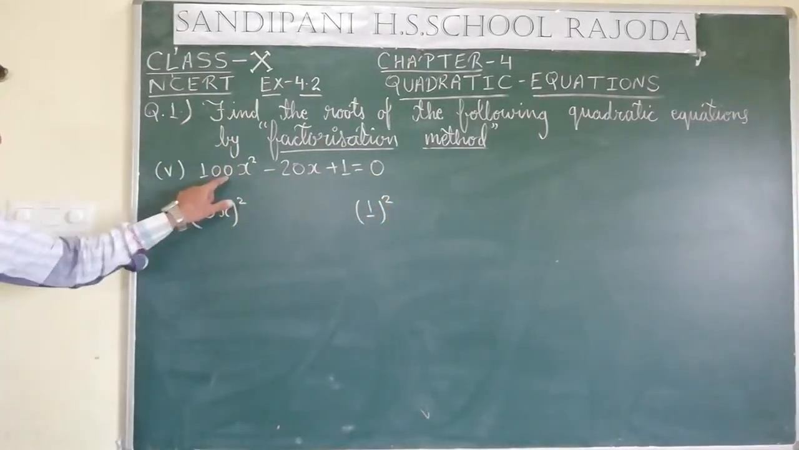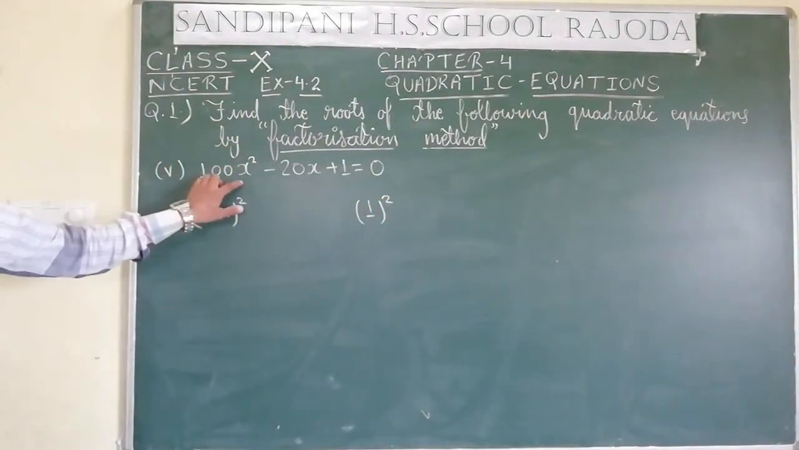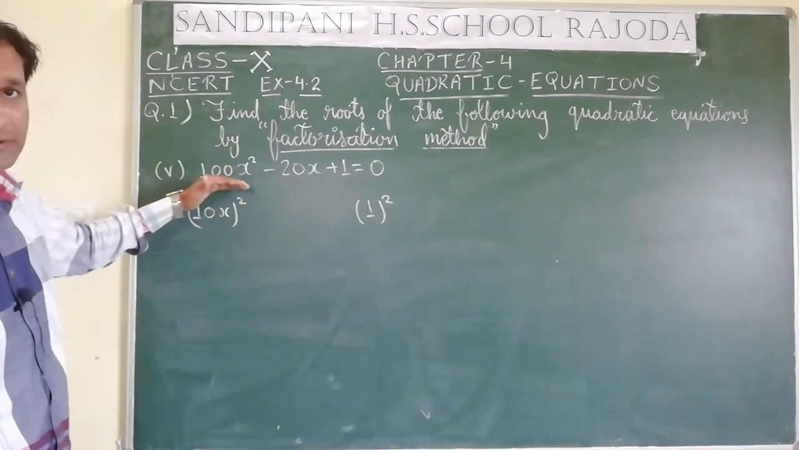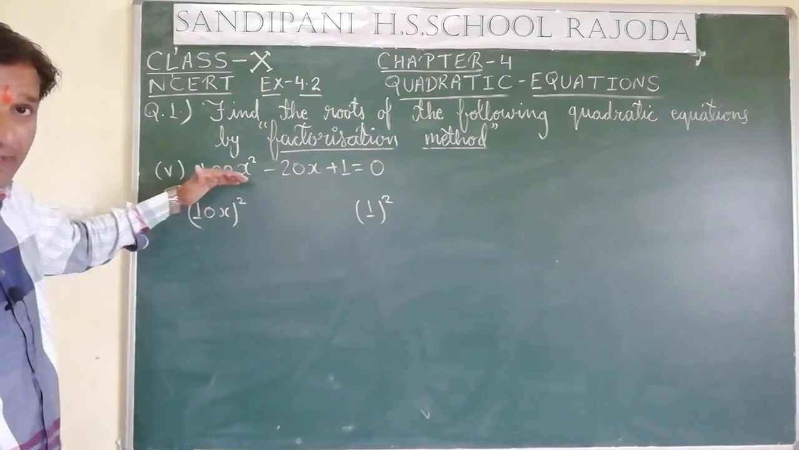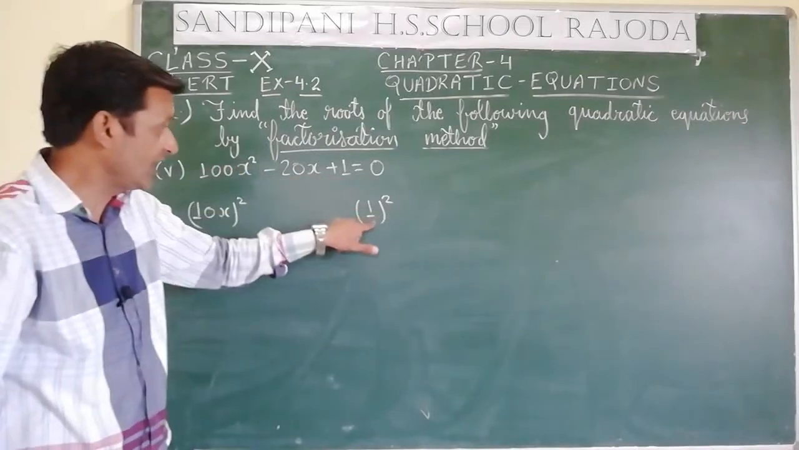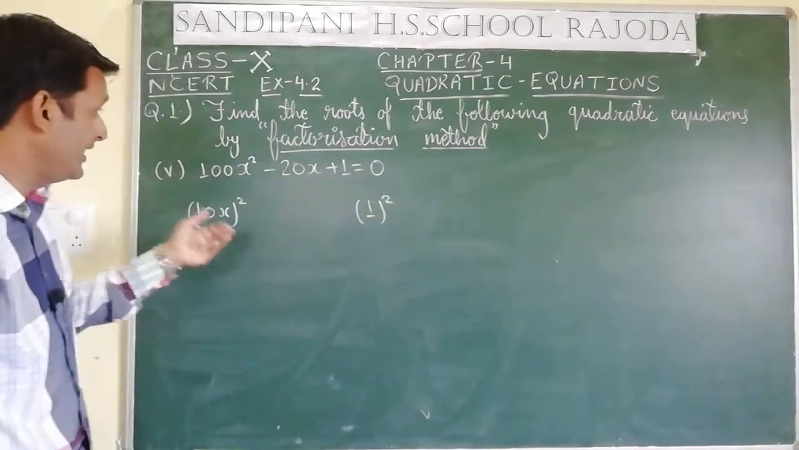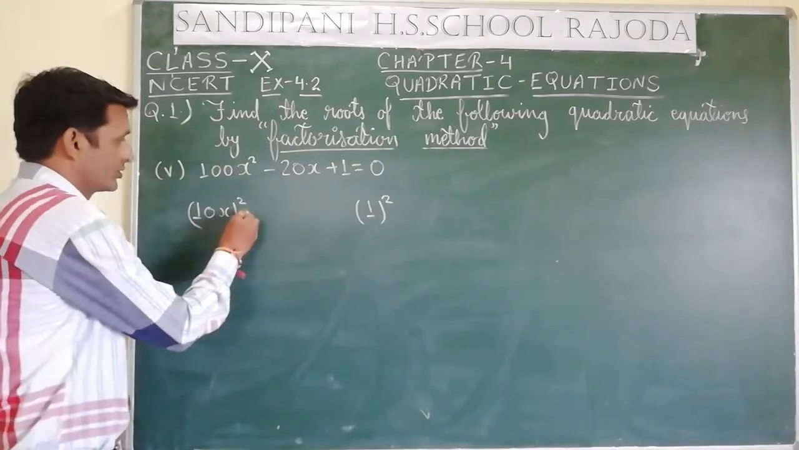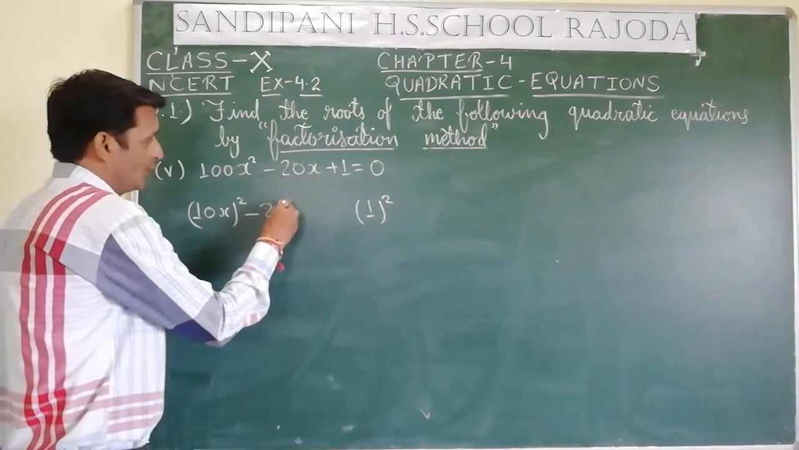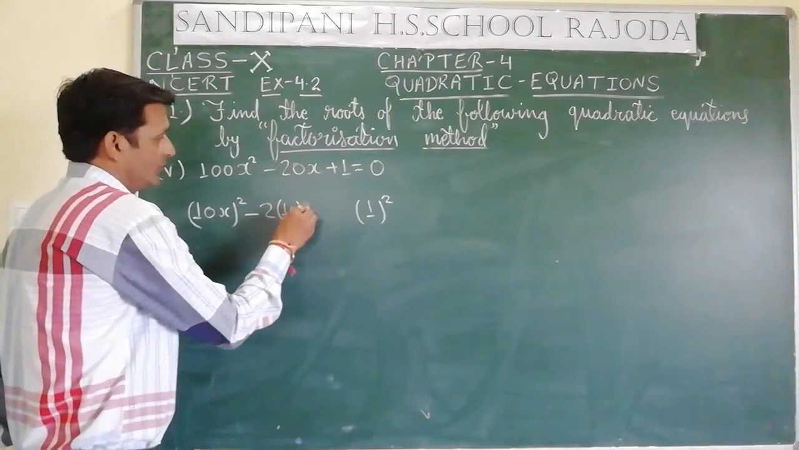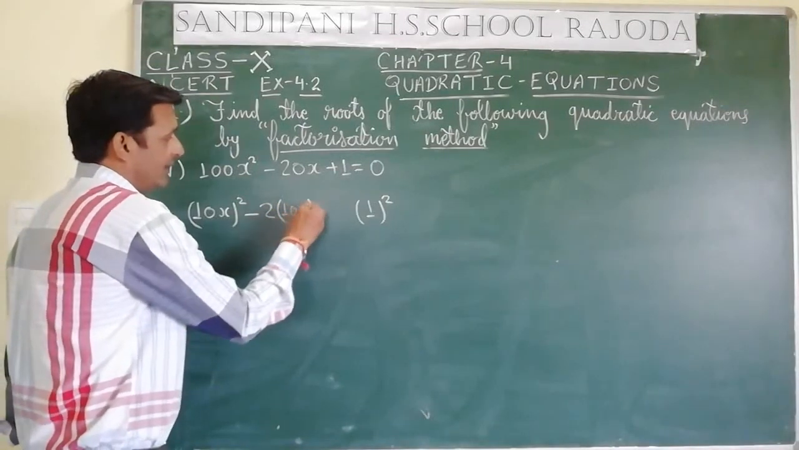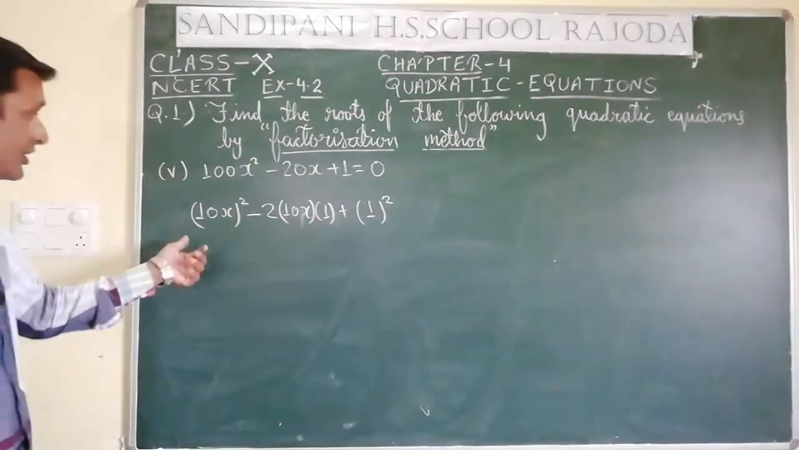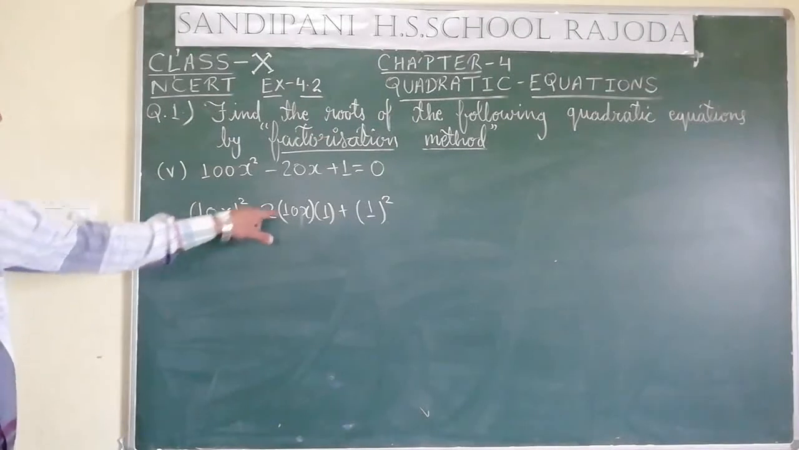It is the square of 10x, it is clear. If this quantity and the constant quantity, meaning the coefficient of the x square part, are both complete squares, then definitely it will have equal roots. So now minus 2 into 10x into 1, if you write, then you just see what it is. Why have I written it in this manner?